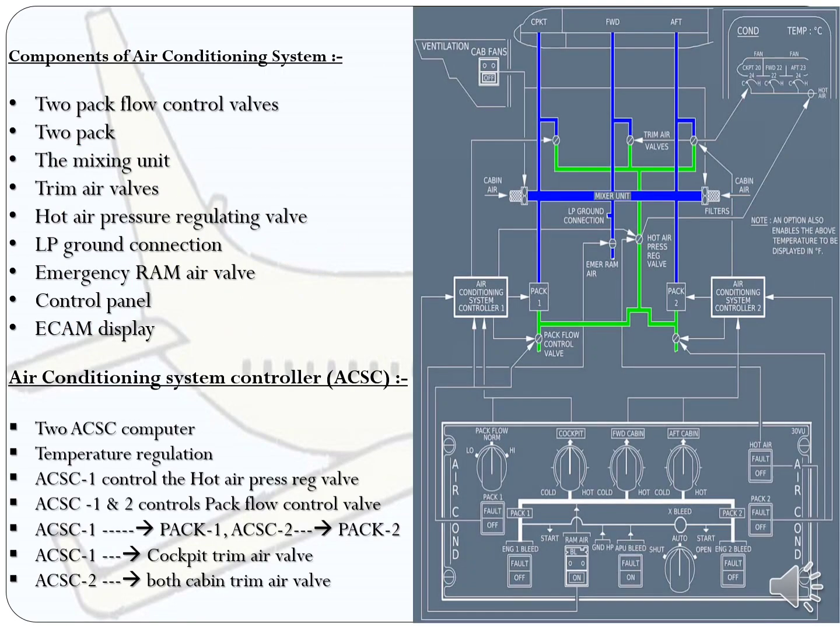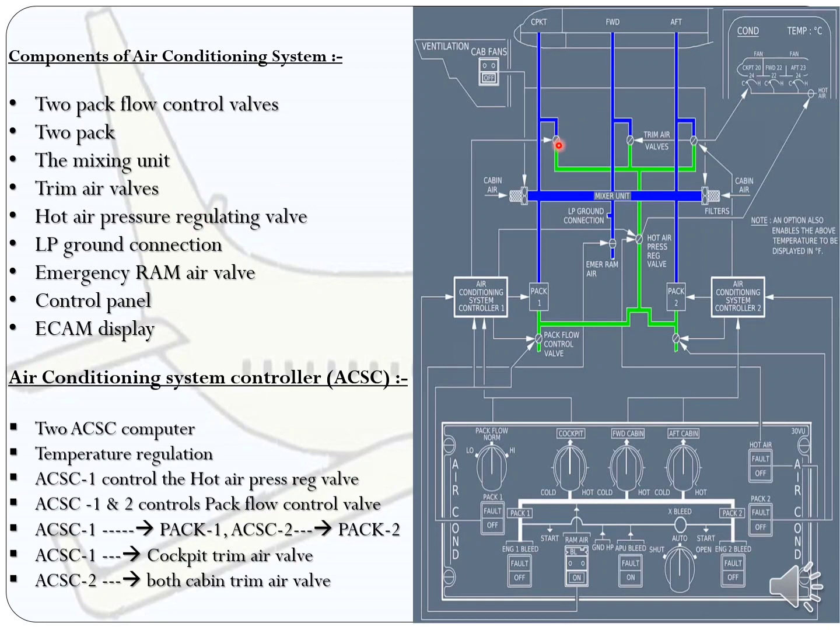Here we'll discuss the components of the air conditioning system. The first one is the two pack flow control valves. You can see here pack flow control valve 1 and 2. Two packs: this is pack 1 and pack 2. The mixing unit, you can see here the mixing unit. I will explain it in later slides.